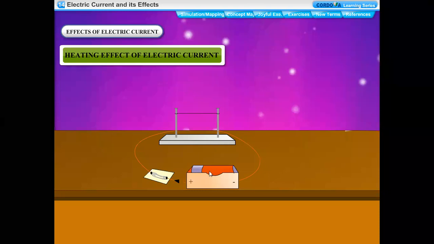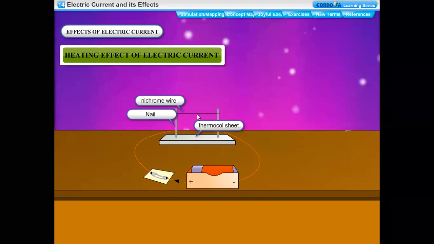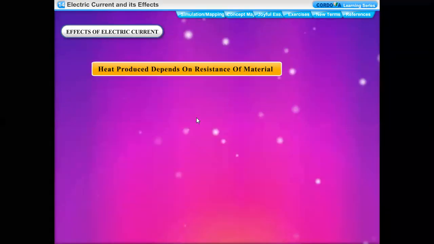If we are using a battery, plug, nichrome wire, and two nails fixed over a thermocol sheet, when you allow the current to flow through these nails, we will observe that the wire will break at some point in between. Why?